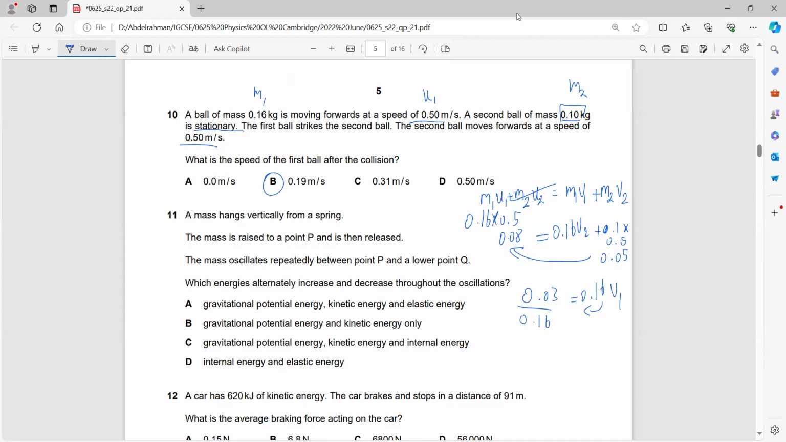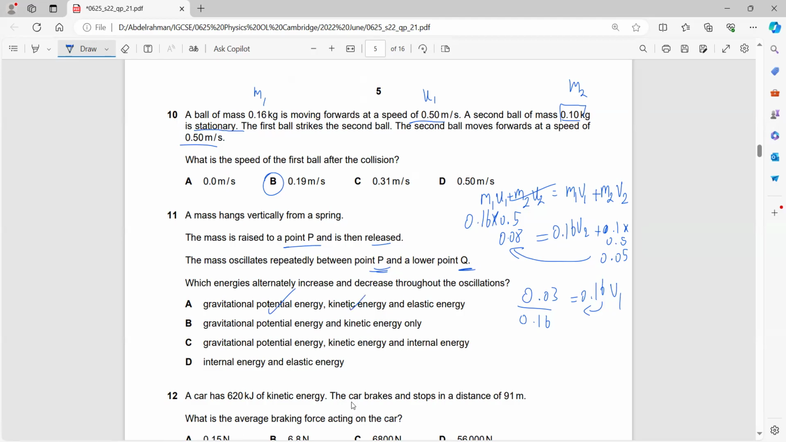A mass hangs vertically from a spring. The mass is raised to point P and then released. The mass oscillates repeatedly between point P and Q. Which energies alternately increase and decrease throughout the oscillations? Gravitational potential and kinetic. Okay, gravitational potential and kinetic.